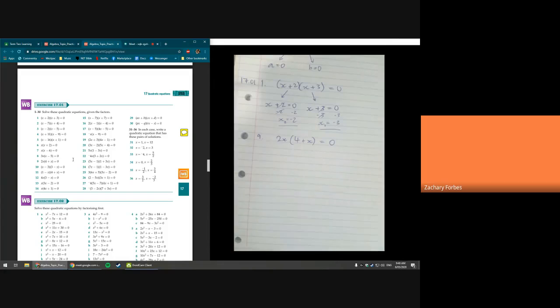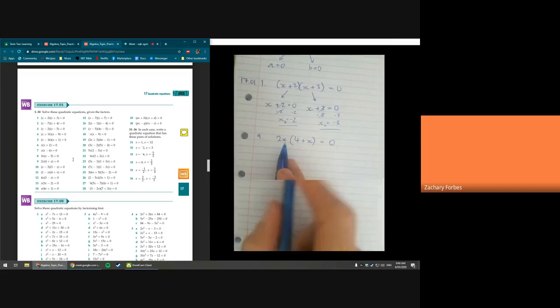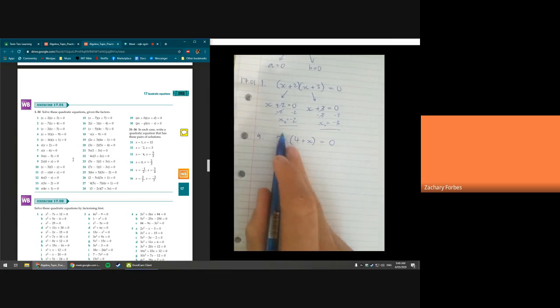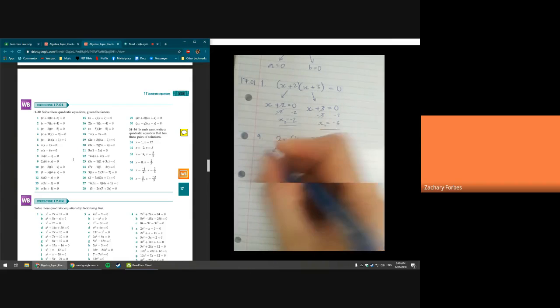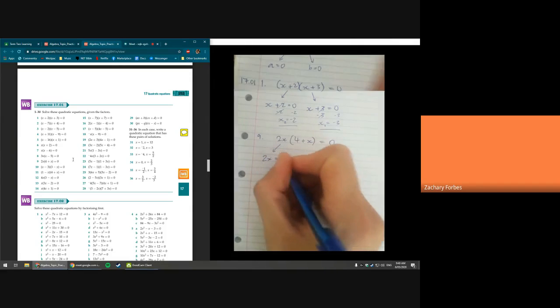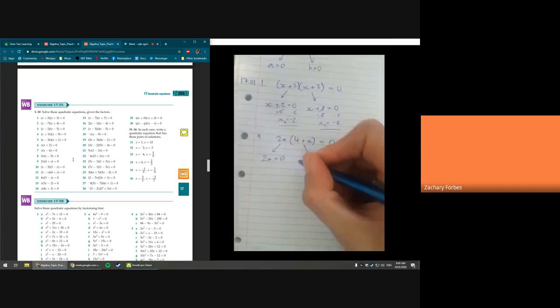So again, this is being multiplied by that. So either of these two things being multiplied could be equal to 0. So let's split it up again. So over here, we could have 2x equals 0. And then we'll split off this one. And that could be 4 plus x equals 0. So 2x equals 0. 2 times x.